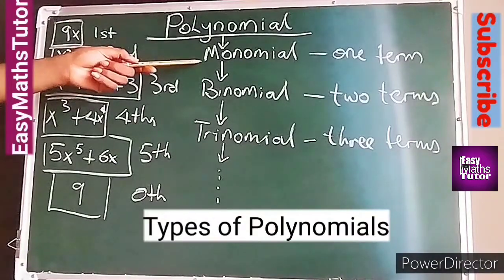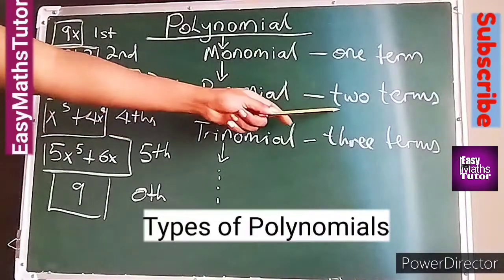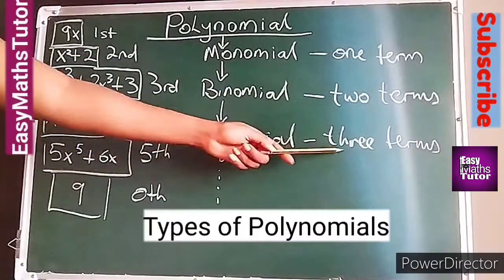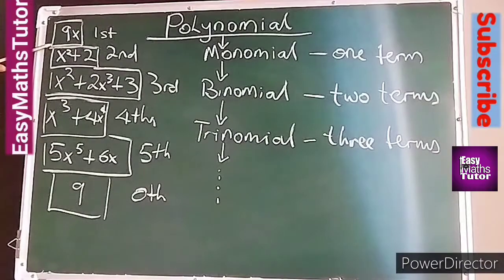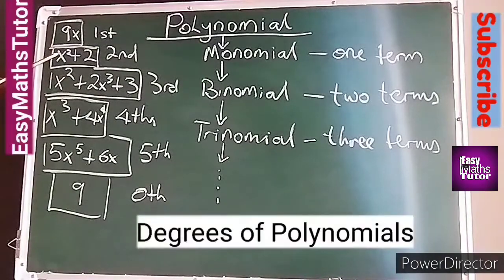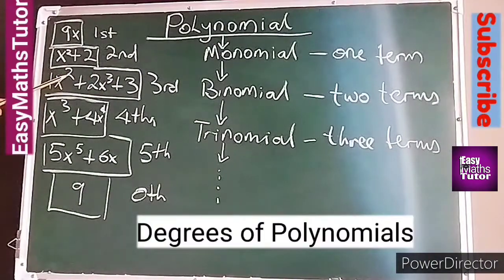So with a polynomial, you have a monomial. A monomial function has only one term. A binomial has two terms. A trinomial has three terms, and so on and so forth. Among those terms, the variable could be raised to power 1. If the variable x is raised to power 1, it's known as a first degree polynomial. If x is raised to power 2, it's a second degree polynomial. If x is raised to a third power, it's a third degree polynomial.